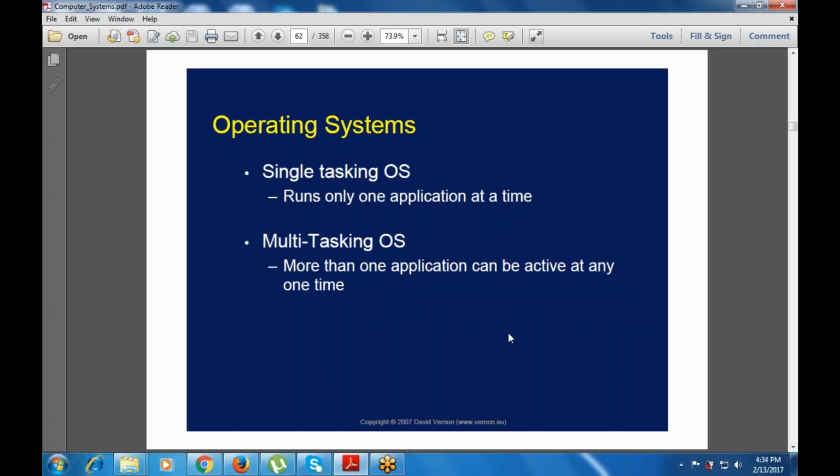Then operating systems are again divided into two parts. One is a single tasking operating system, one is a multitasking operating system. If I'm talking about single tasking, that means only one application is running at the same time. This means it runs only one application at a time, and multitasking means more than one application can be run or can be active at any time. So more than one application can be active at any one point of time.